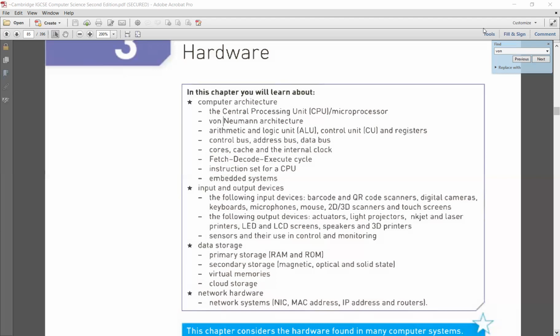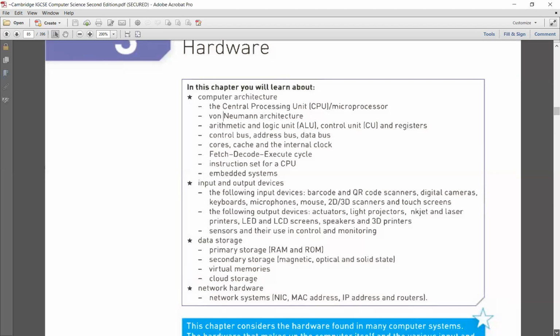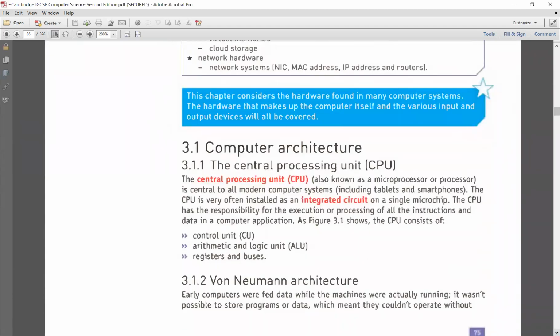Now let's start with von Neumann. What is it actually and why was it needed? It wasn't there earlier. The very first thing that you need to know is CPU, also known as microprocessor or processor. It is central to all modern computer systems, and even the tablets and the smartphones have that processor in them. It is installed as an IC on a single microprocessor chip, and CPU has been divided into three main parts, which are control unit, CU, ALU, arithmetic logic unit, somewhere also written arithmetic and logic unit, and registers and buses.